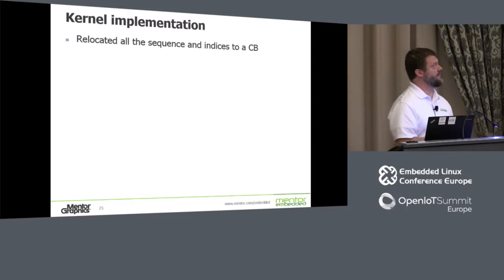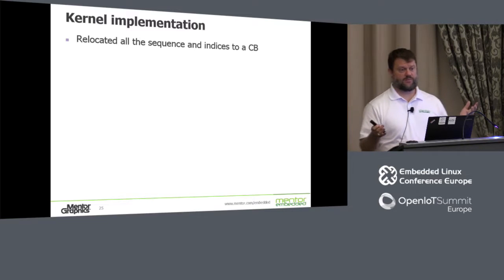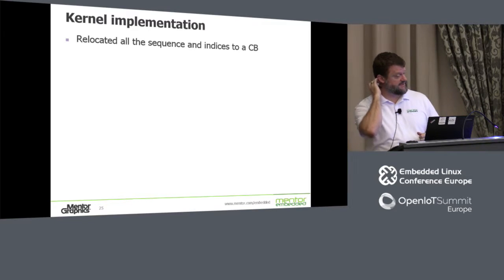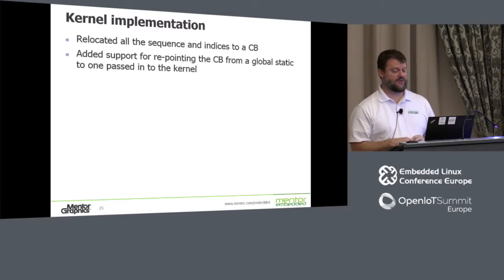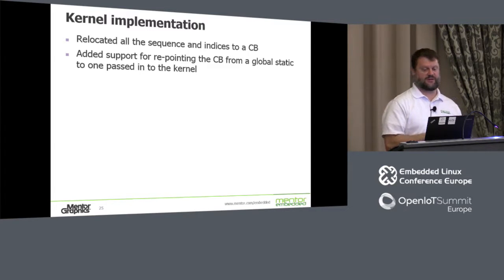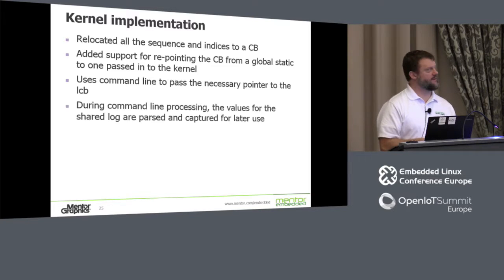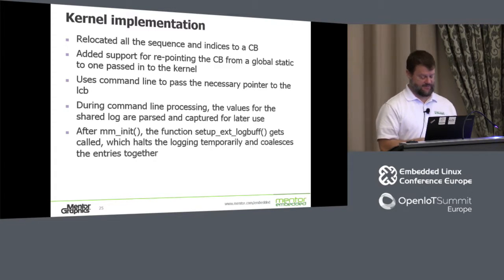On the kernel side, I did relocate all of the stuff into that code, that control block, as I said. And I also added support for repointing that control block based on the inbound command line parameter. This one's kind of obvious here. I don't know why I have it. Basically, during command line processing, the values are pulled in and captured. There's not really that many of them.